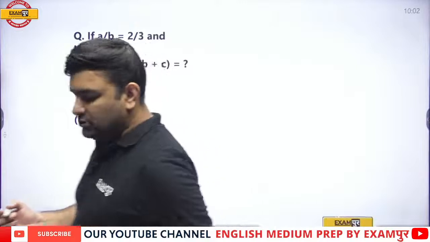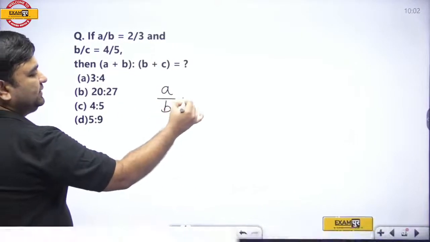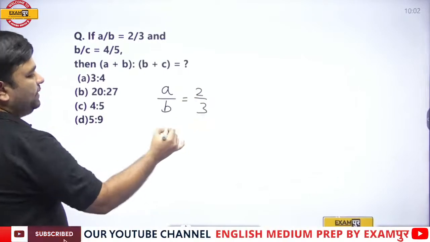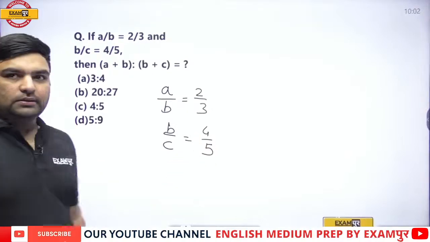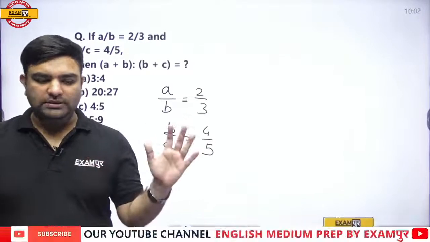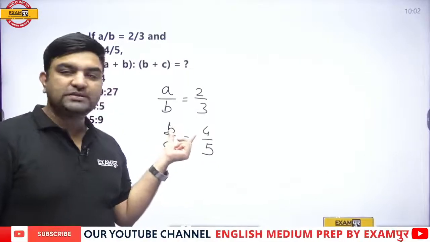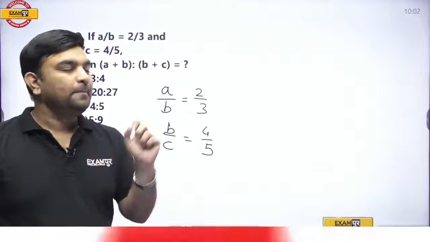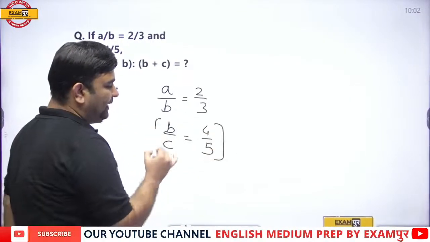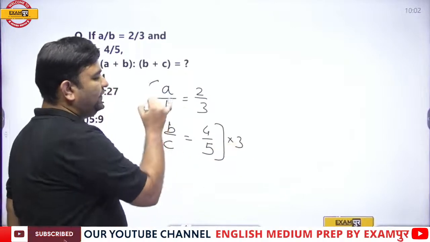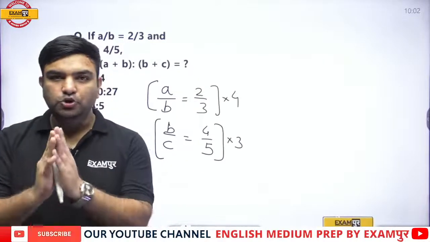Okay. So this was the question left for you. A upon B is given as 2 by 3 and B by C is given as 4 by 5. The first thing is that the ratios are not balanced. B is 3 here, B is 4 here. It has to be the same. So multiply by 3 over here and multiply by 4 over here. Why are we multiplying? To make the value of B the same.